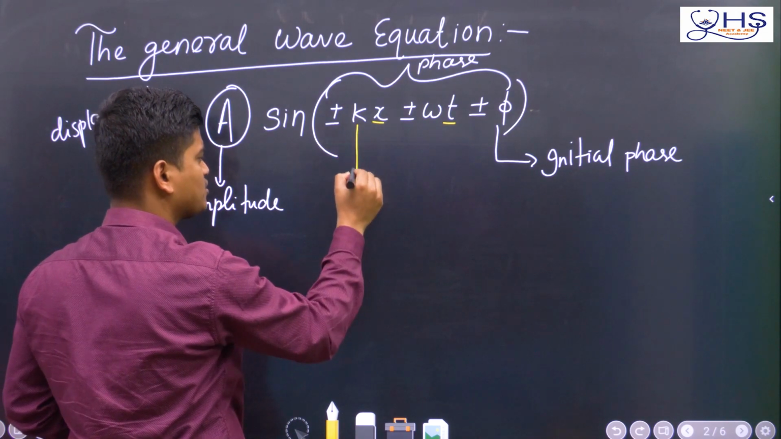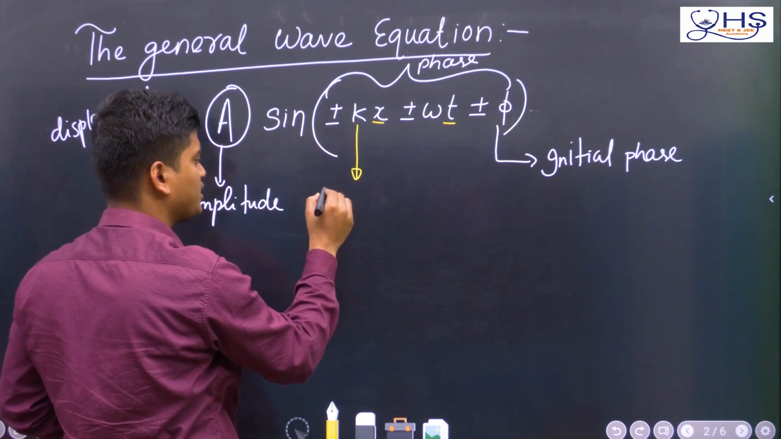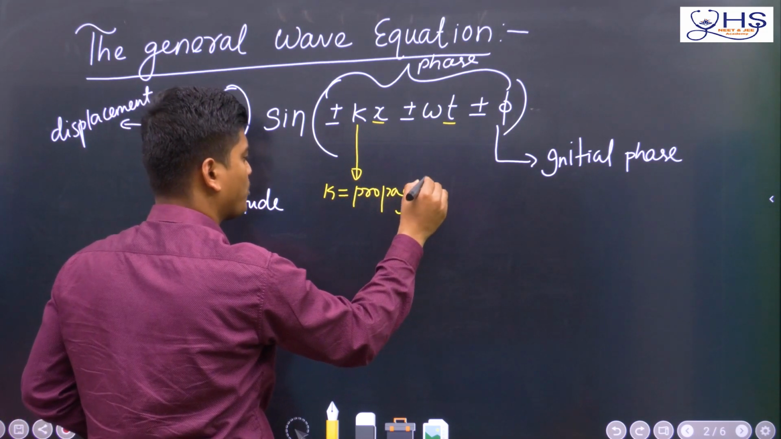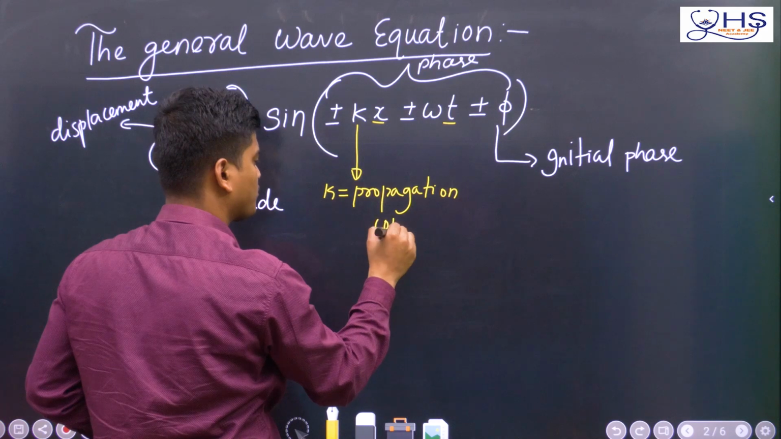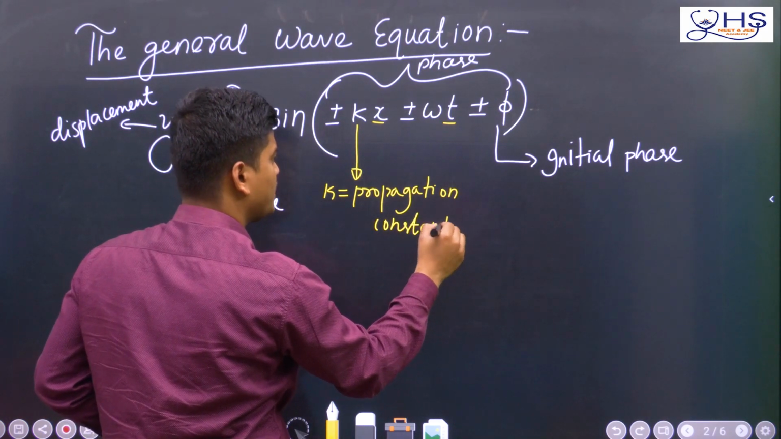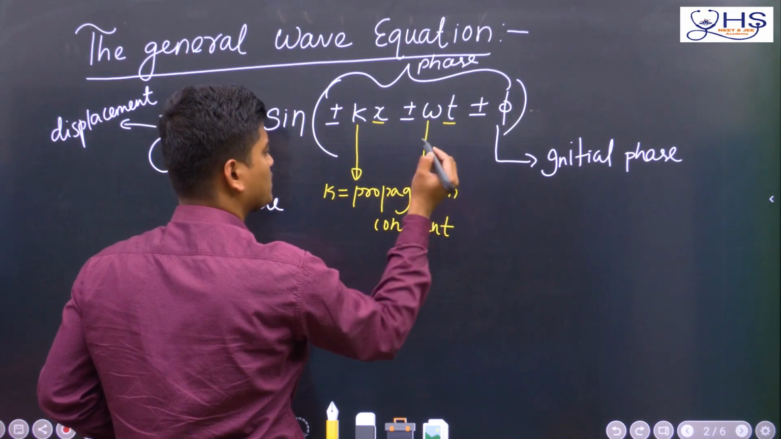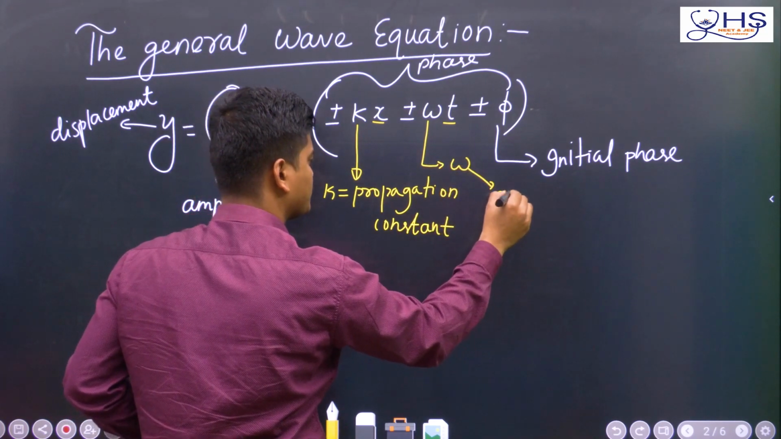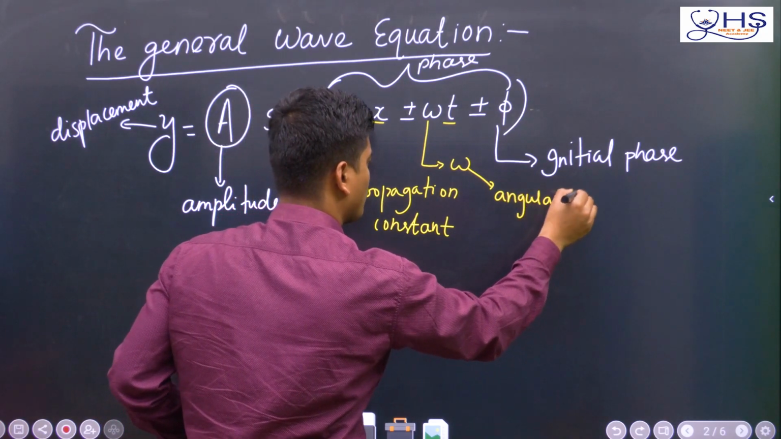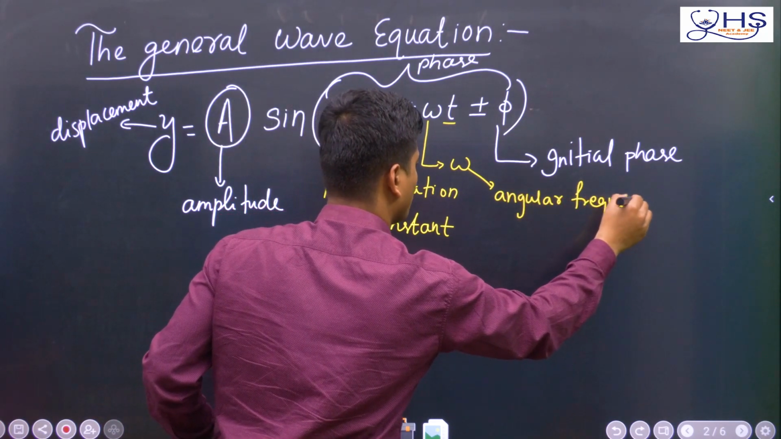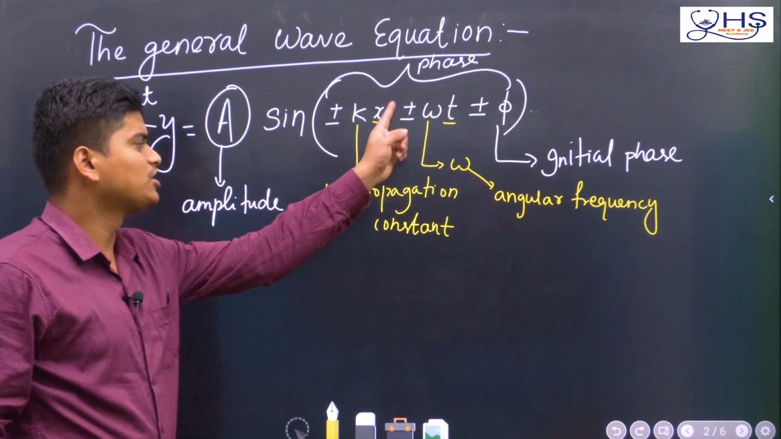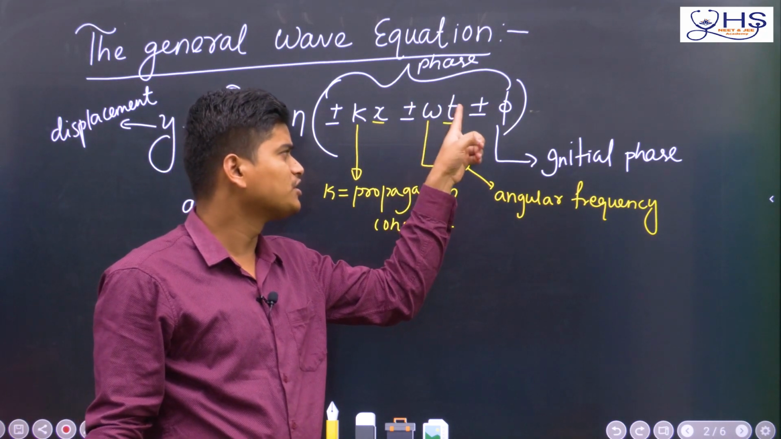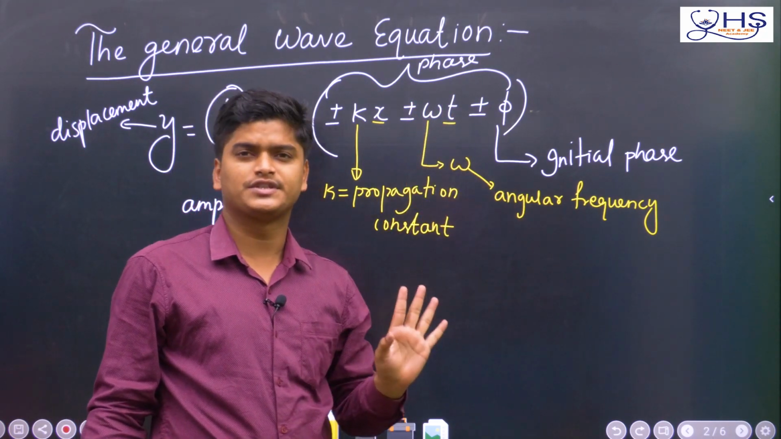Inside the phase quantity you see x is there, t is there. The coefficient of x is called k, which is the propagation constant. And the coefficient of t is called omega, which is named the angular frequency. So remember, the coefficient of x is always the propagation constant, and the coefficient of t is called angular frequency, or omega.